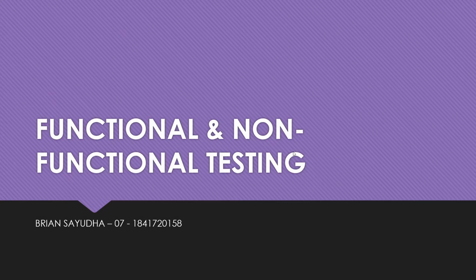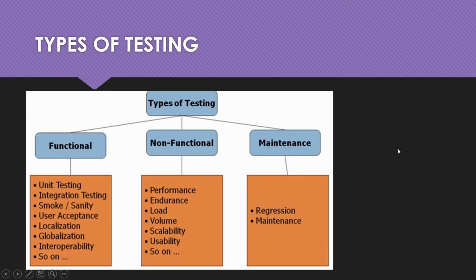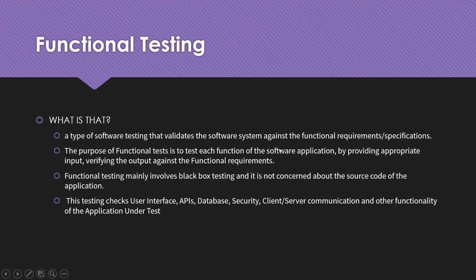Before we go to the main explanation of functional and non-functional testing, let us see the types of testing. There are three types of testing. First is functional, second non-functional, and third is maintenance. For functional testing, examples are unit testing, integration testing, smoke or safety testing, and etc. For non-functional, there is performance, endurance, load, volume, scalability, and etc. And for maintenance, there is regression and maintenance. And then we go to the functional testing.